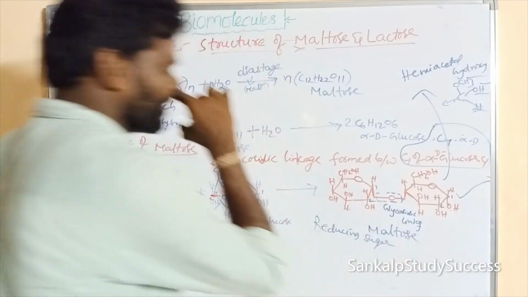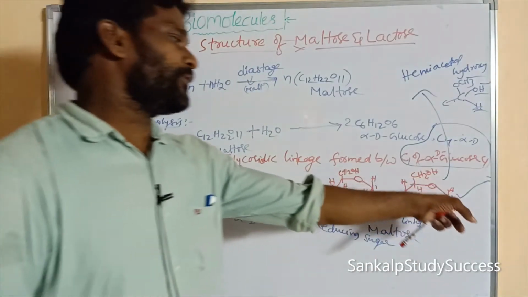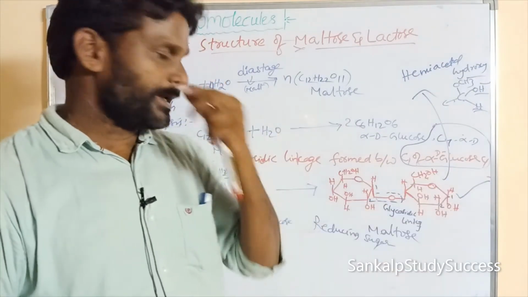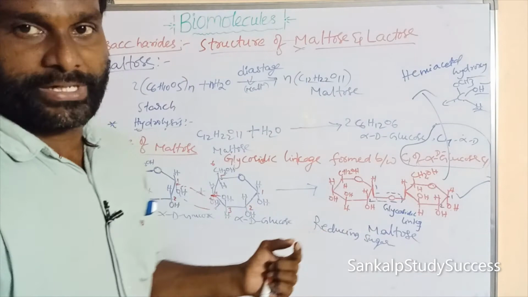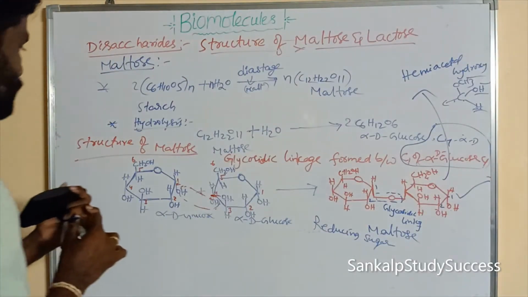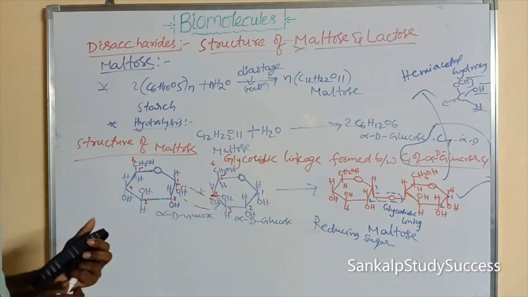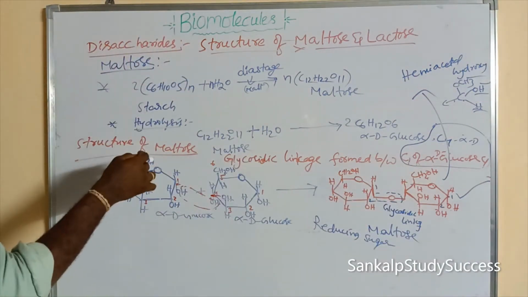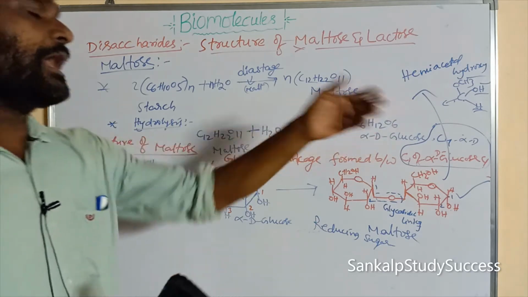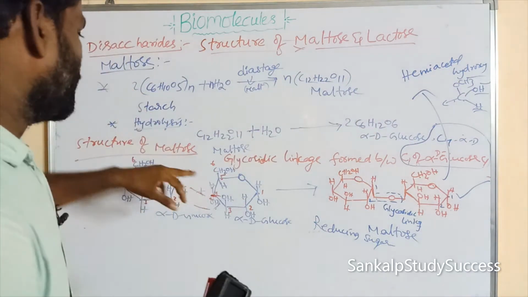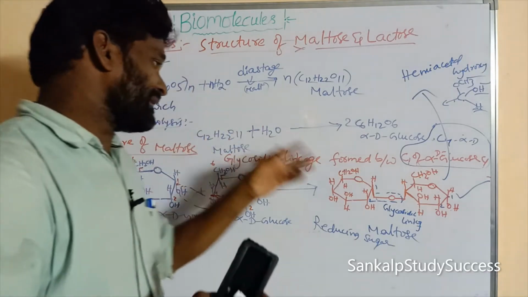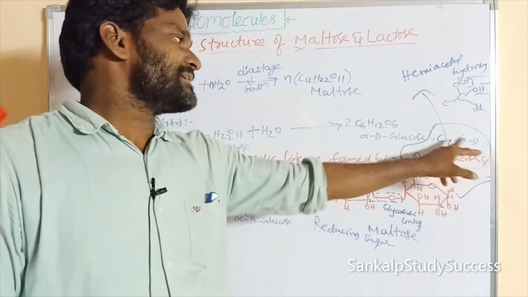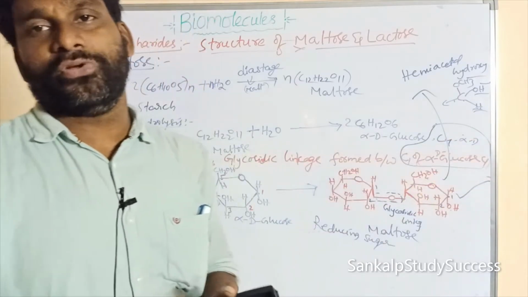Maltose acts as a reducing sugar due to the presence of a hemiacetal hydroxy group at the first carbon in one of the glucose units. So this is the structure of maltose. Maltose is obtained from two alpha D glucose units, and here the glycosidic linkage is formed between C1 of one alpha D glucose unit and C4 of another alpha D glucose unit.